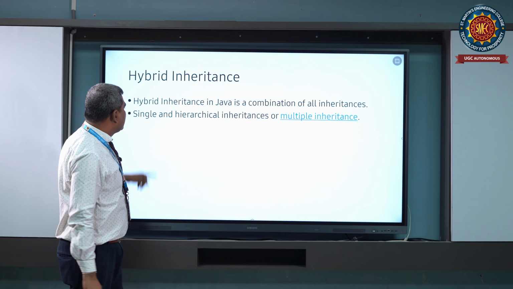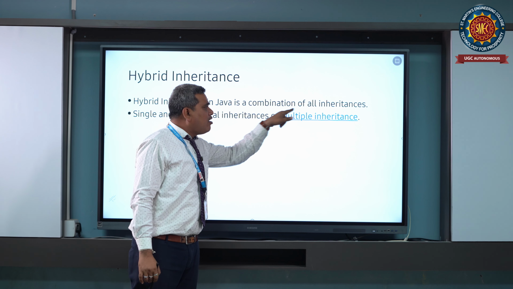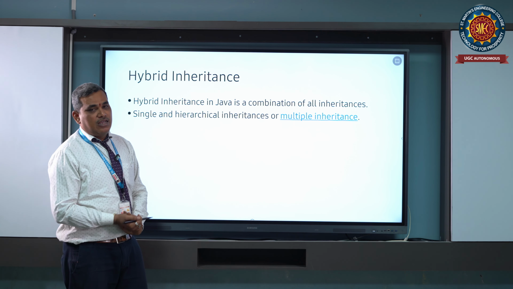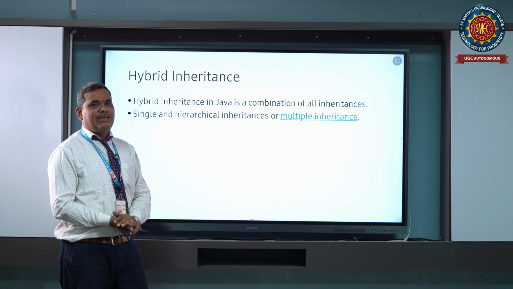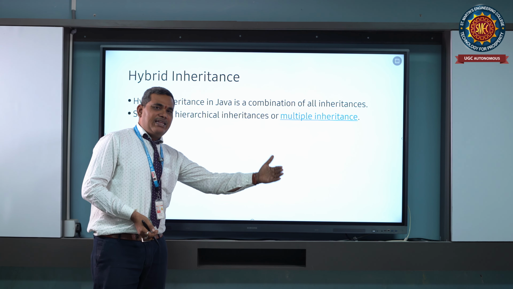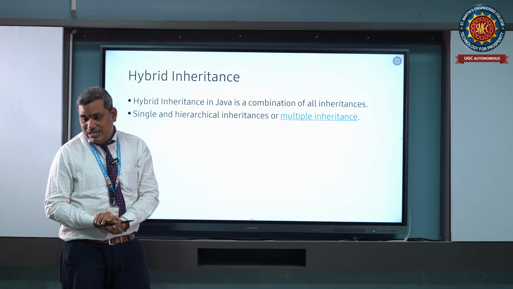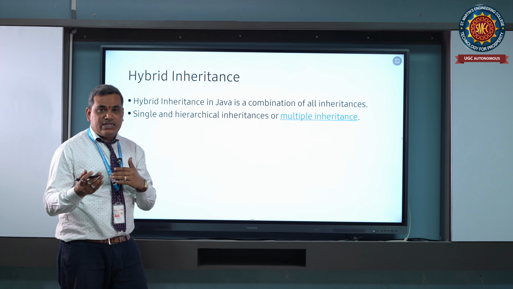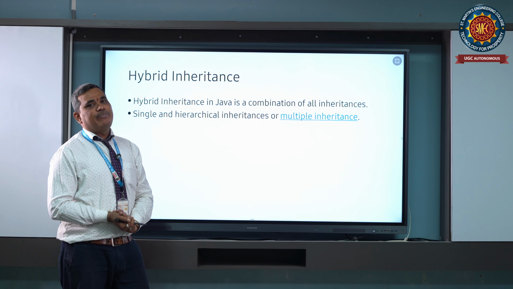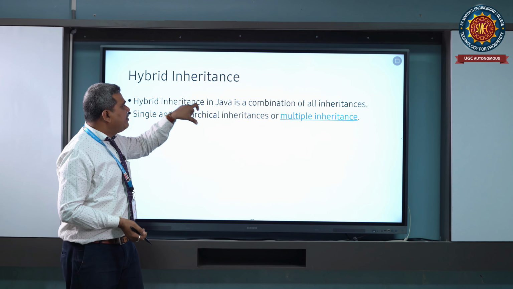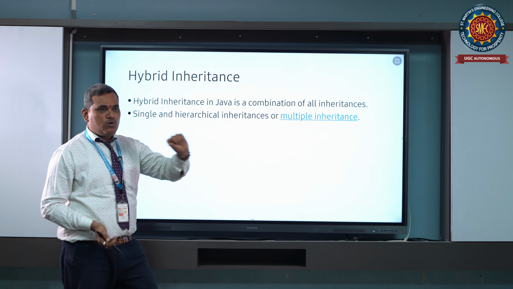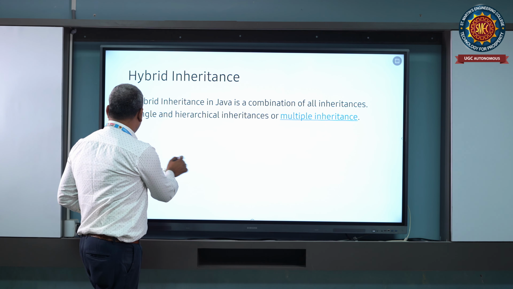Then hybrid inheritance. Hybrid inheritance in Java is a combination of all inheritance. Now see here, single inheritance and multi-level inheritance, and a combination of multi-level inheritance and multiple inheritance, they are called what? You can call it hybrid inheritance. Whenever you have to implement this hybrid inheritance, we have to use the concept of interfaces.